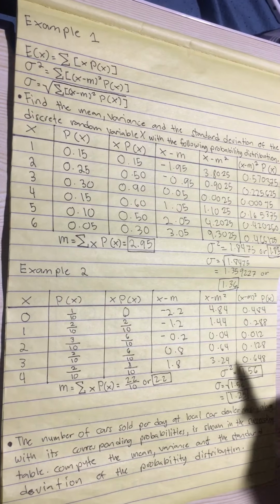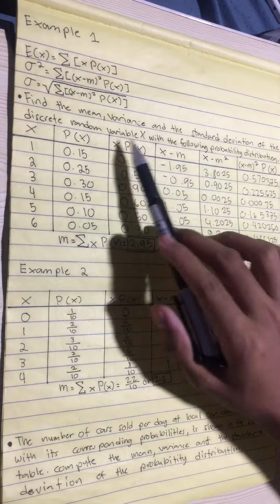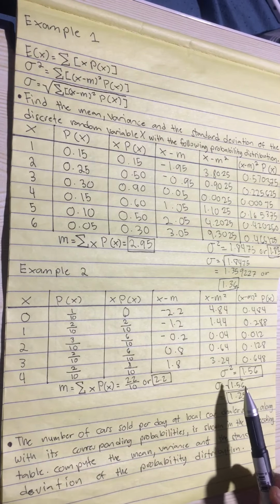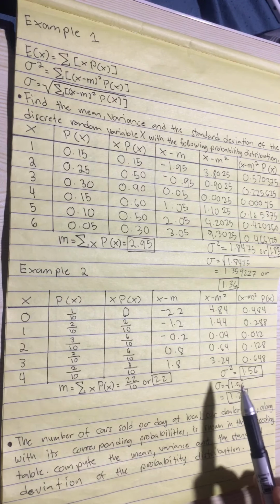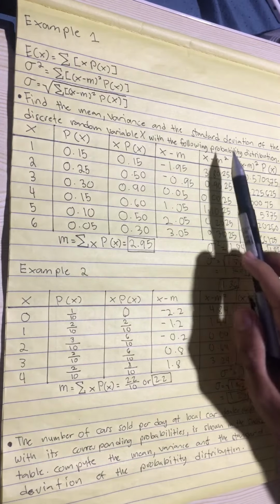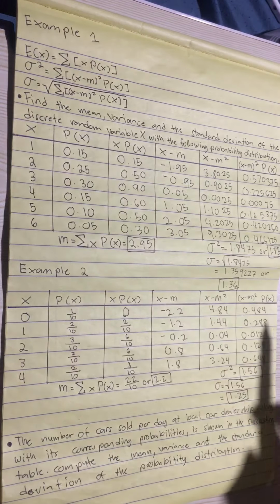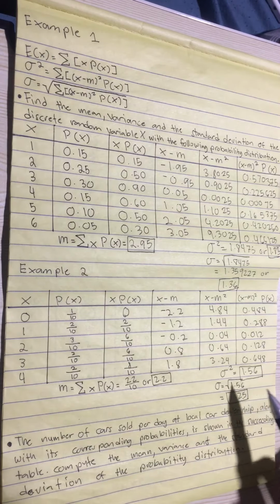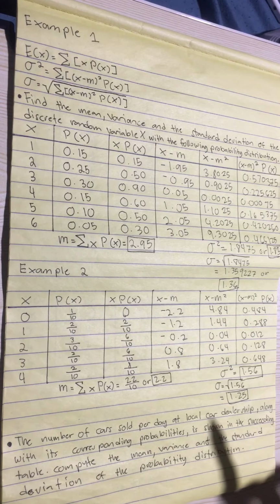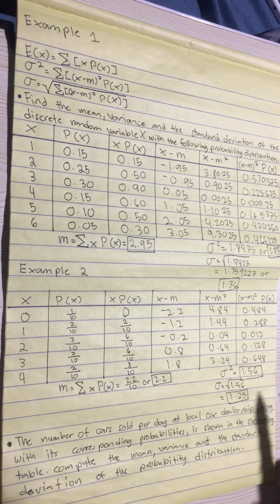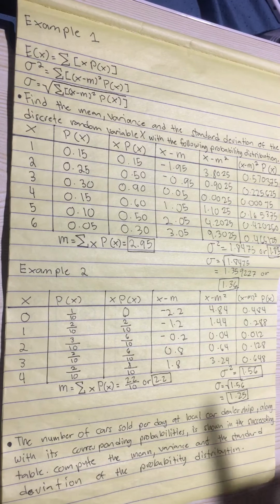After getting the last column, you can now get the variance and the standard deviation by doing summation. So the answer for the variance in this example 2 is 1.56, and to get the standard deviation, you need to square root the answer for the variance. So for the variance, we have 1.56. To get the standard deviation, we need to get the square root of the variance. So square root of 1.56 is equals to 1.25.